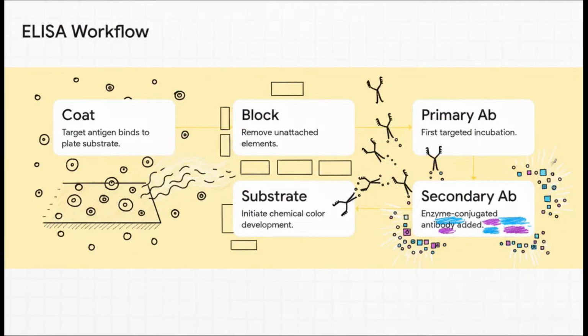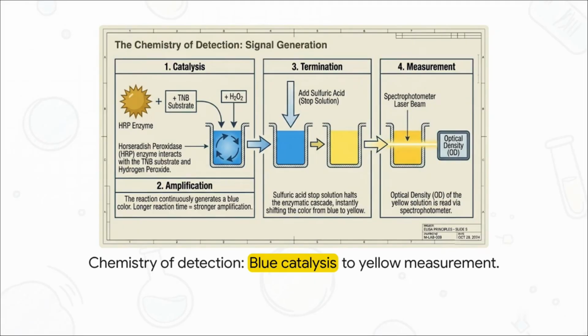Just to really lock that workflow into your brain, step 1, coat the plate. Step 2, block the empty spaces. Step 3, add the primary antibody to find the target. Step 4, add the secondary antibody to bring in the enzyme. And step 5, finally, add the substrate. Now that final substrate step, that is literally where the magic happens.